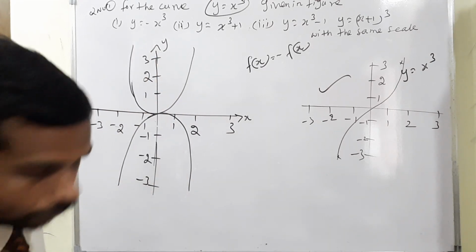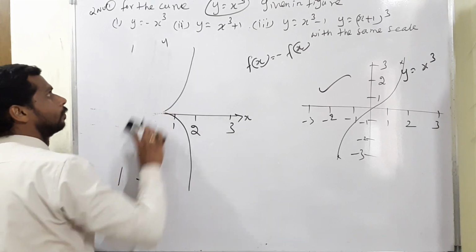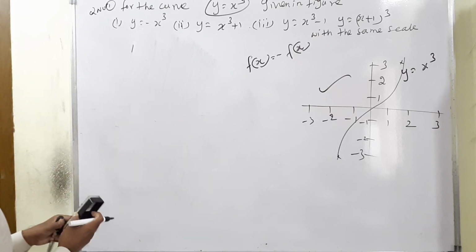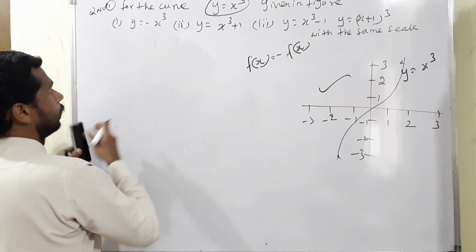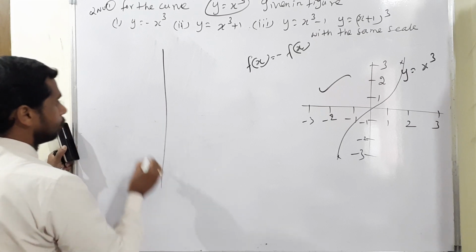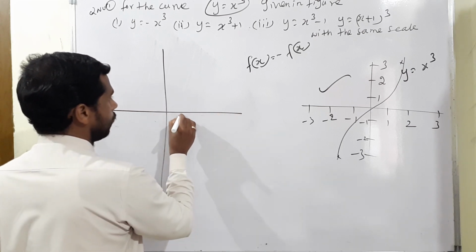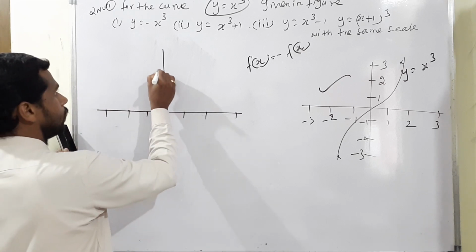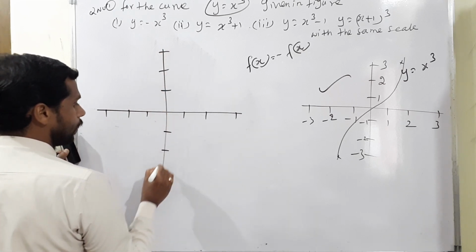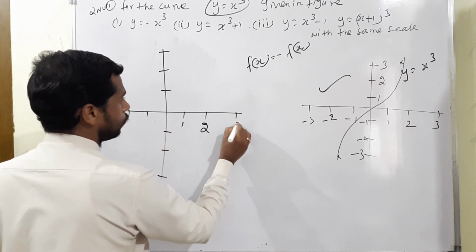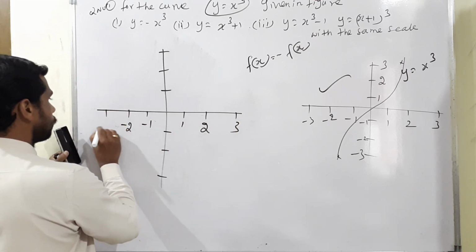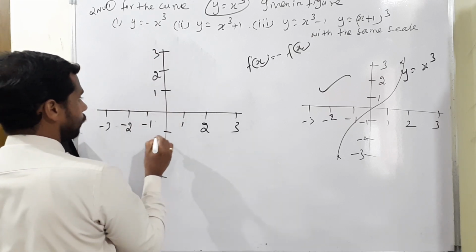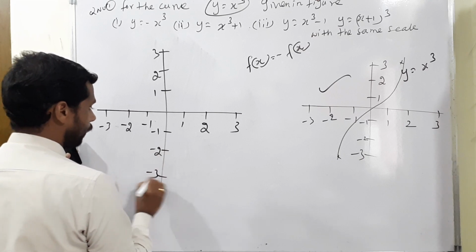Then the second one, subdivision 2. Look at it. Same as before, the axes with 1, 2, 3, minus 1, minus 2, minus 3.